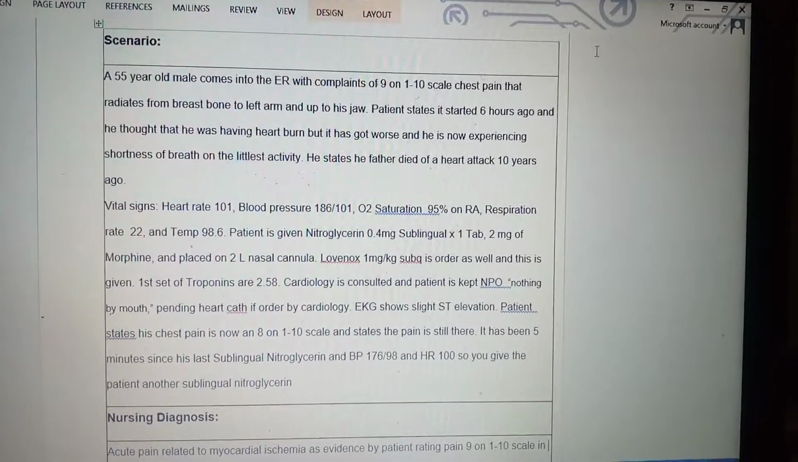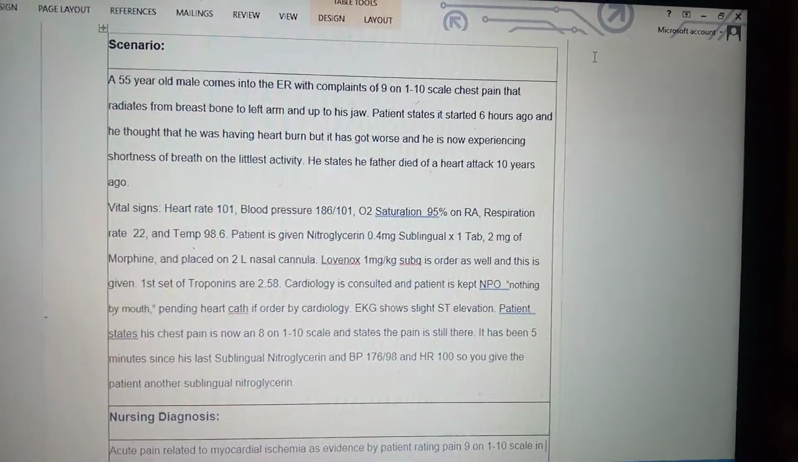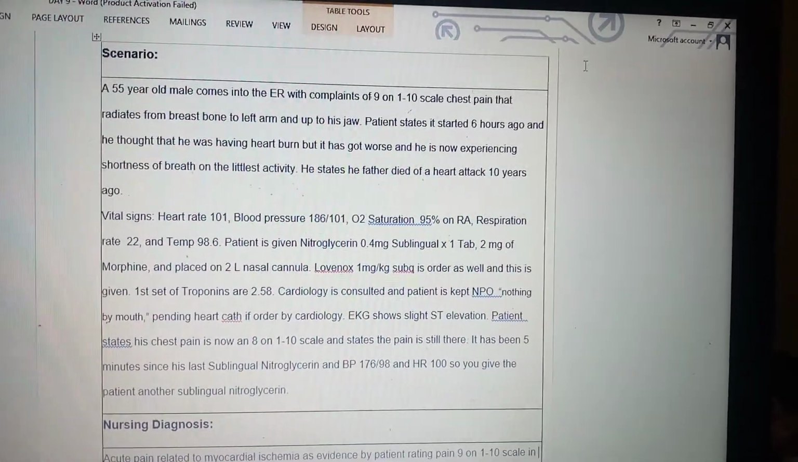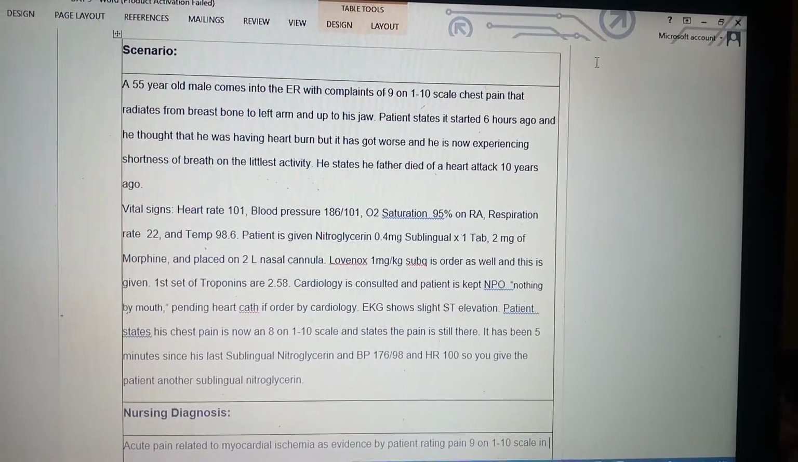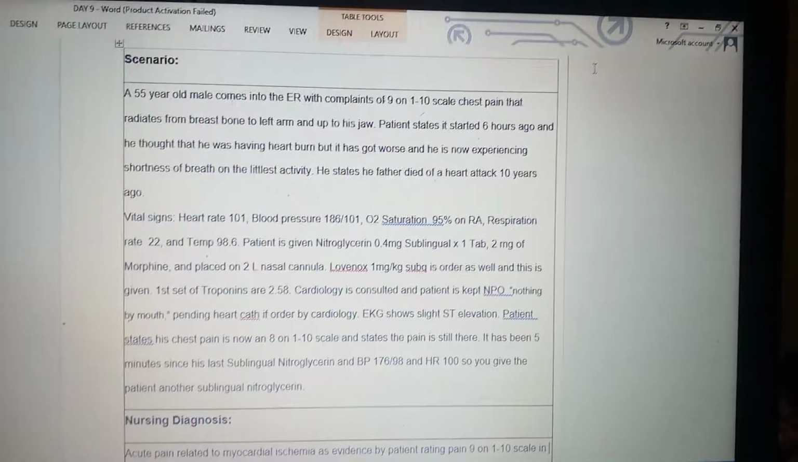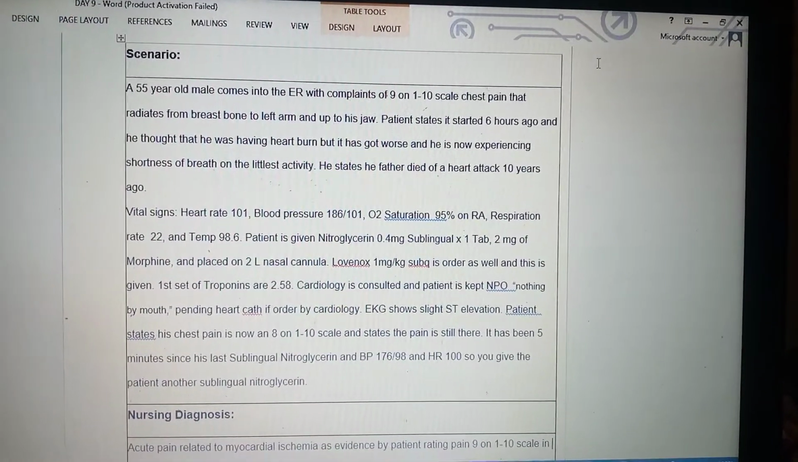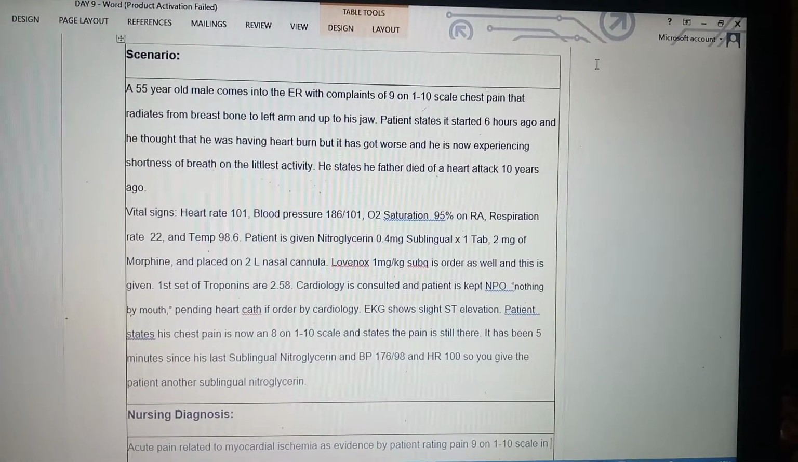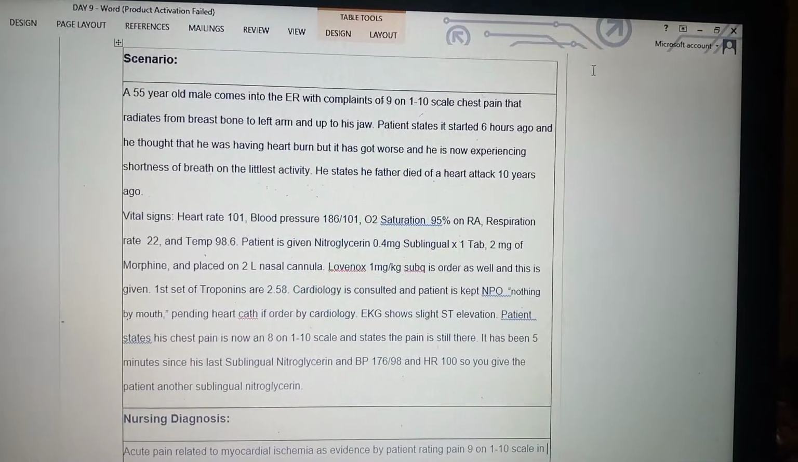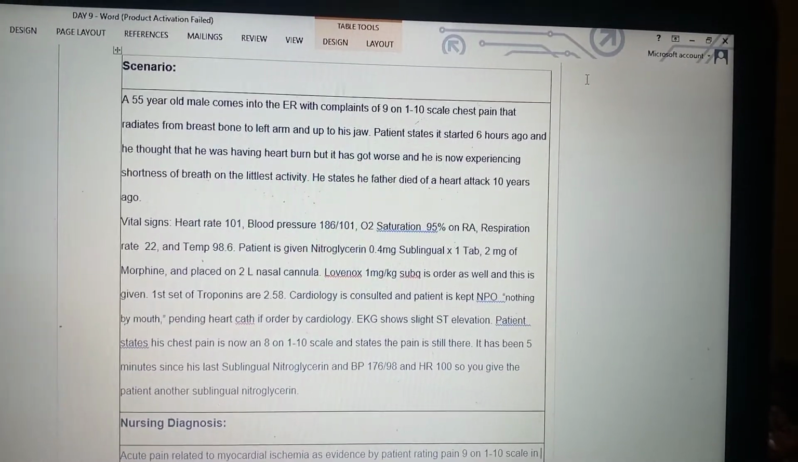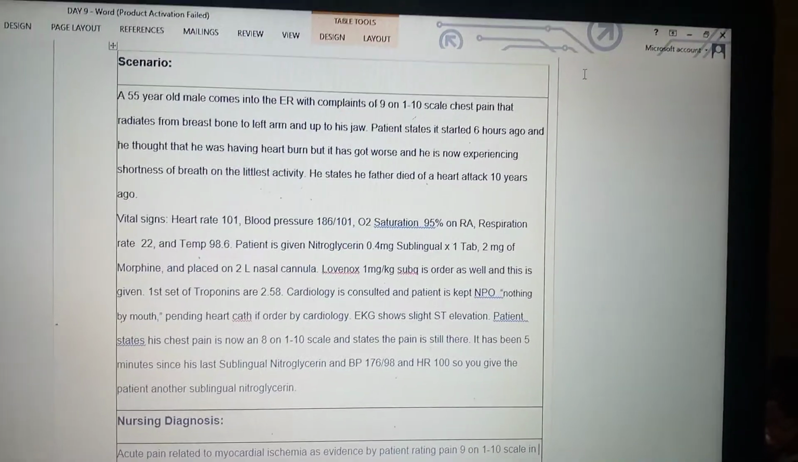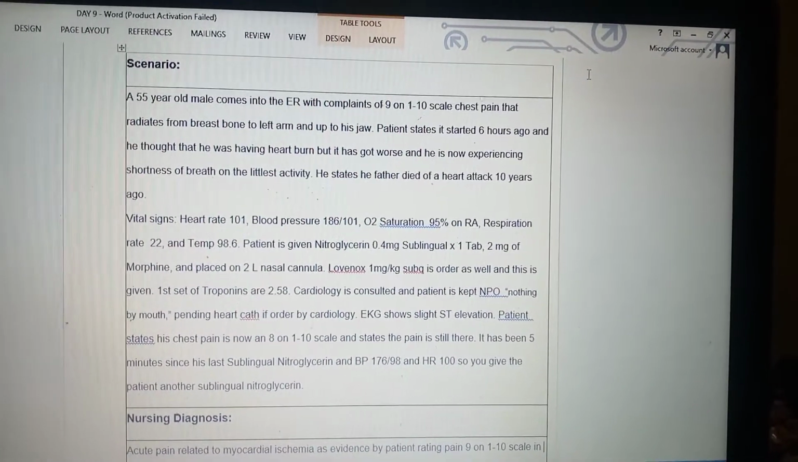A 55-year-old male comes into the ER with complaints of 9 on a 1 to 10 scale chest pain that radiates from breastbone to left arm and up to his jaw. The patient stated that it started 6 hours ago and he thought he was having heartburn, but it has gotten worse and he is now experiencing shortness of breath on littlest activity. He states his father died of a heart attack 10 years ago.